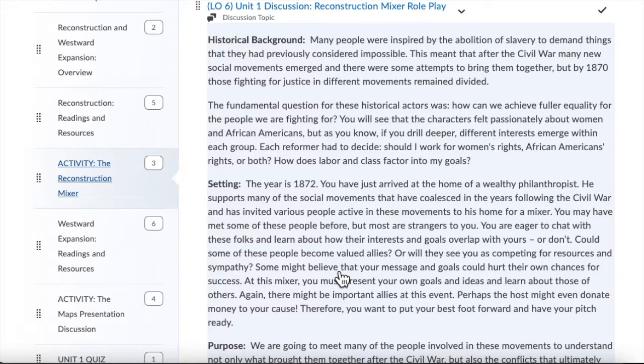So, for example, in this assignment, you're going to post 2 discussion posts where you play the role of an individual who's attending this reconstruction mixer, and the other is a post where you step out of that role and you act like an historian, but you're talking about the character you played. You're talking about the real person whose part you played. And that's the second post.